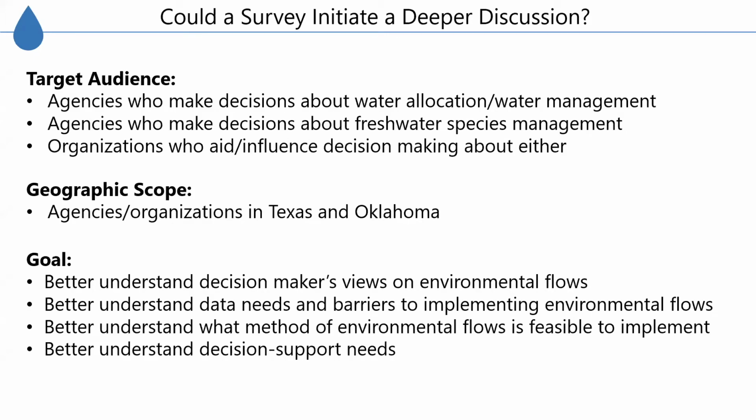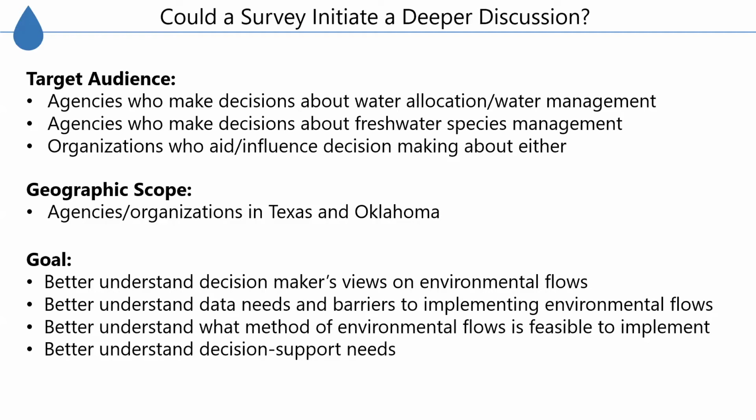And so the first aspect of this project, we did a survey, or thought a survey could initiate some sort of deeper discussion around environmental flows. And so the target audience for this survey was agencies who make decisions about water allocation or water management, agencies who make decisions about freshwater species management, and any organizations that might aid or influence those decisions about either of those things. The geographic scope of the survey was any organizations or agencies in Texas and Oklahoma.